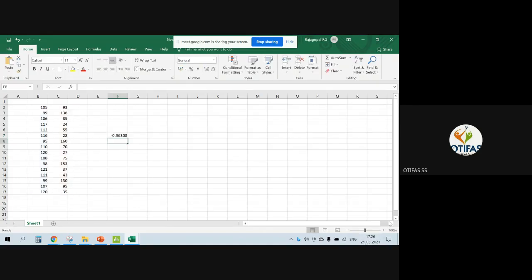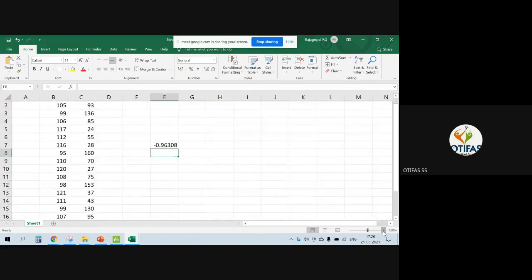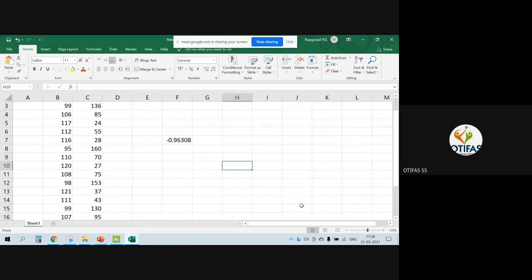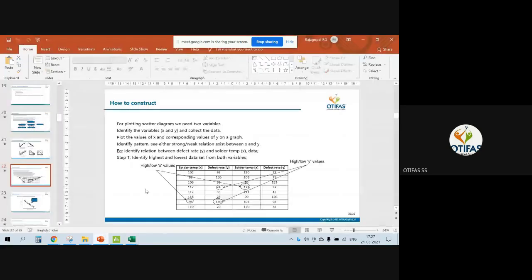Now tell me, what is the correlation coefficient here? What does this mean? Strong negative. Why? Because it is above 0.8 and negative, so it's a strong negative correlation. Okay, so then we can say these two things are related.